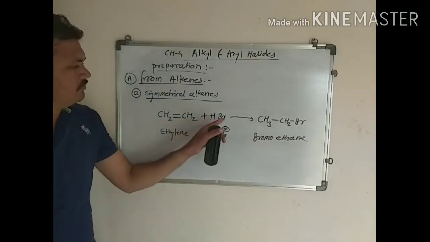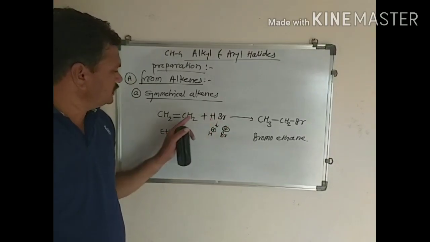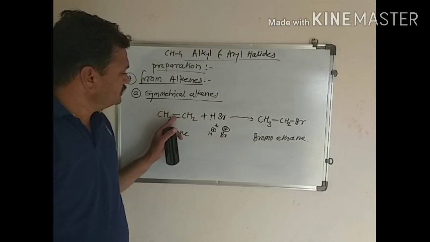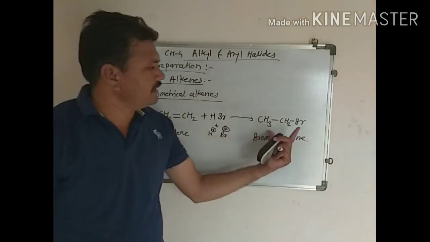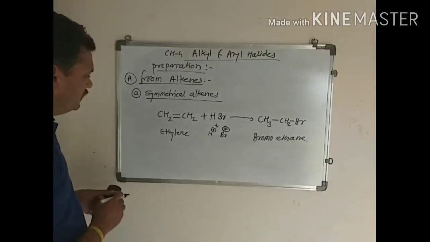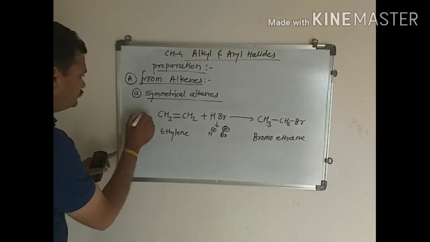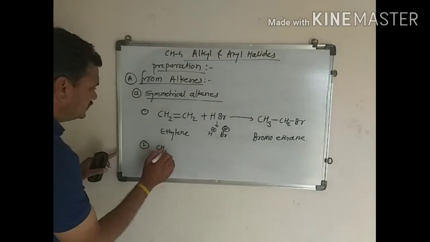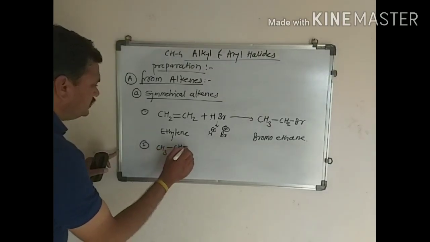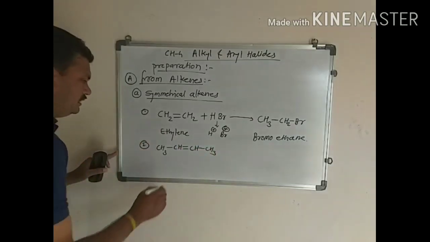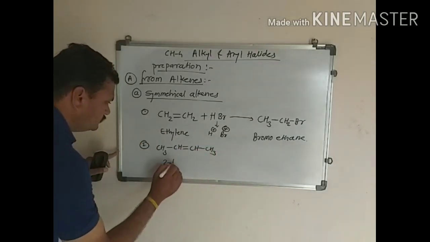Reacts with hydrobromic acid. Hydrogen attached to one carbon atom, bromine attached to another carbon atom. Double bond is converted into single bond, and we get the product, it is bromoethane. Now we will take second example. CH3 CH double bond CH CH. It is 2-butene.